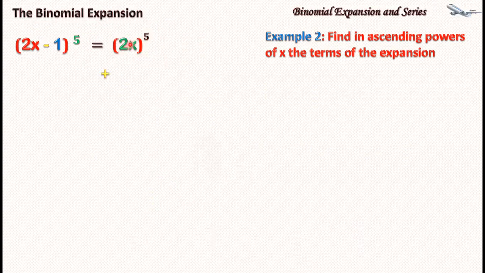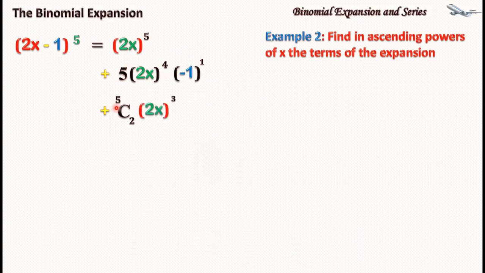So the next term now will be 5. That is n combination 1. So we have 5 now times this term, 2x to the power, instead of 5 now 4, times minus 1 to the power 1. Yes, the sum of these powers must always be equal to 5. The next term now is 5 combination 2, right? Because this is 5 combination 0, 5 combination 1. The next one should be 5 combination 2. So 5 combination 2 into 2x to the power 3 into minus 1 to the power 2.